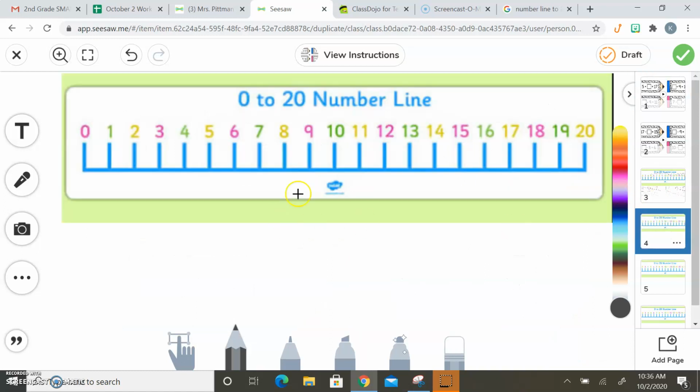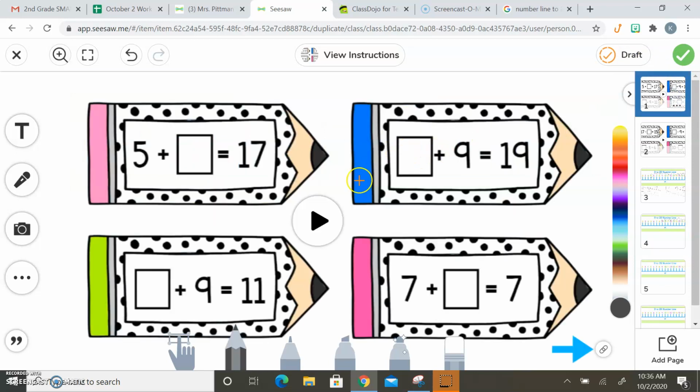So I could use my number line and say, oh, I know one of the little ones is 9. I know my biggest one is 19. So when I count my jumps, 1, 2, 3, 4, 5, 6, 7, 8, 9, 10. It takes me 10 jumps. So I know that my mystery number must be 10.